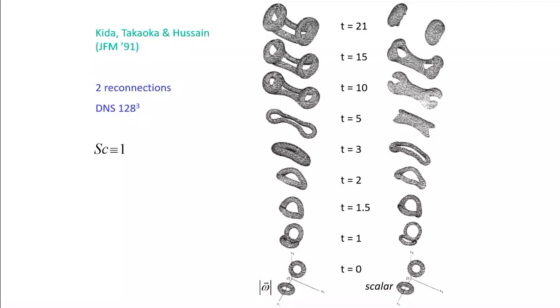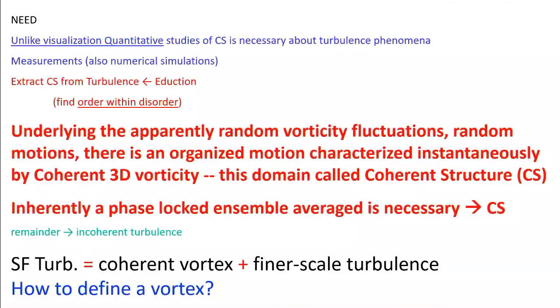On the left, this is the vorticity magnitude, and on the right is the scalar field. You see at the beginning they're similar to each other, but after a while they're quite different, and the main differences are in the regions where there is strong stretching. So he showed that this is a misleading way to do visualizations. Okay?